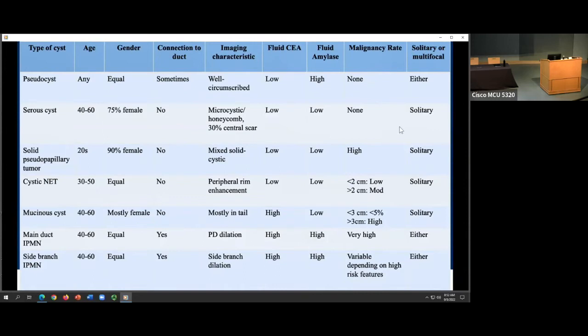With the main duct IPMN, you see the classic PD dilation, and with IPMNs, you can see either just main duct involvement or side branch involvement, or there could be the mixed type. Again, the CEA is high in these levels. If it is side branch IPMN, the risk is variable depending on whether there are high risk features, and I will go over more of this detail as I review the guidelines.